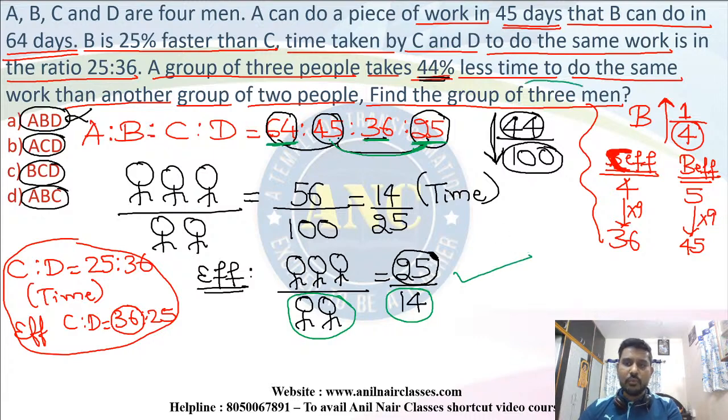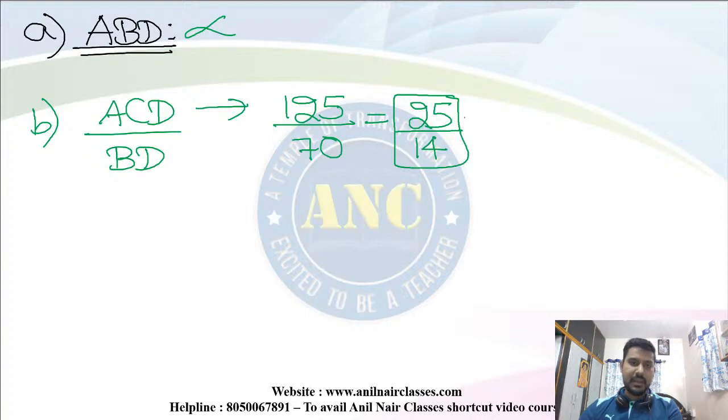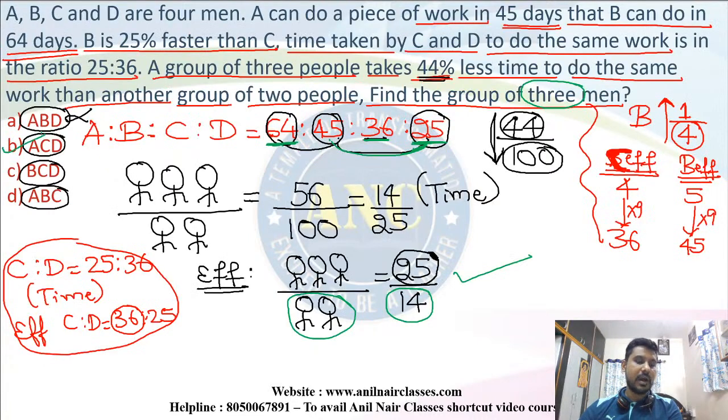Basically, they are asking you which is the group of three men. That three men group is ACD, which is nothing but option B. Ideally, you should solve this question by using answer options to get the answer faster.